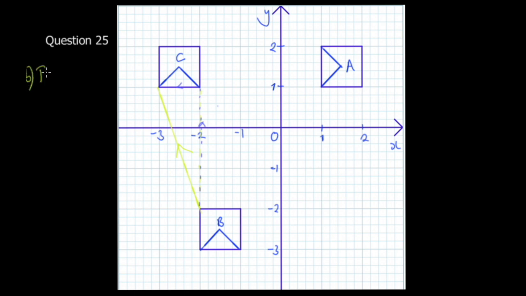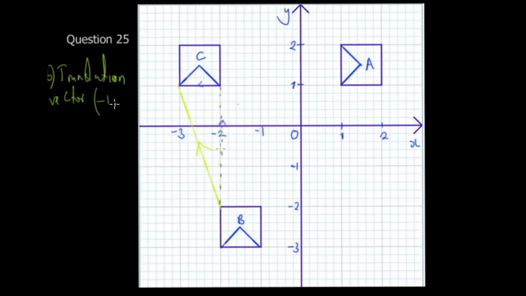B, it's a translation. After saying it's a translation, you need the translation vector. So what is the vector? Here it's minus 1. From here to here it's -1 on the x-axis, then here is 3, so 1, 2, 3. So this is your translation, and this is your translation vector.